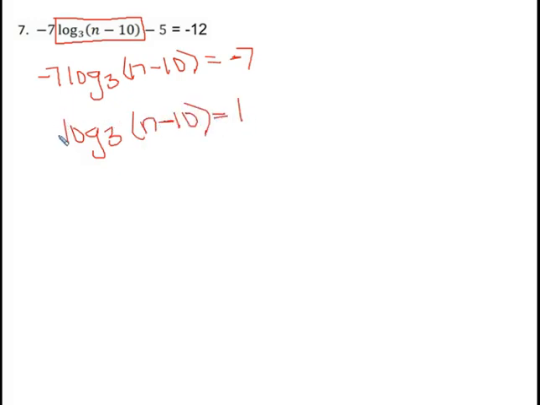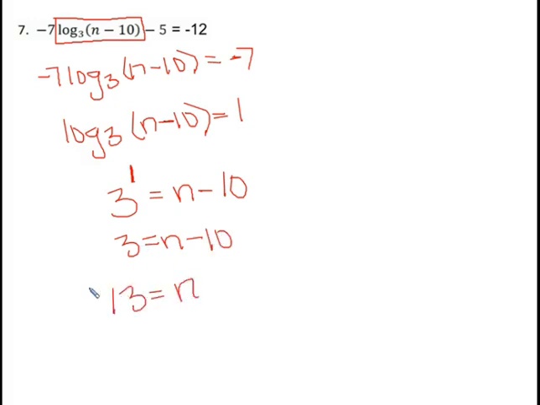Now that we have the log all by itself, we can change it from a log to an exponential. Our base is 3, our power is 1, and our answer would be n minus 10. So 3 to the first is just 3, and if we were to add 10 over, our solution for n would be 13. It kind of looks complicated when you first look at it, but really not that bad. It's just simple algebra steps with just a little conversion in the process.